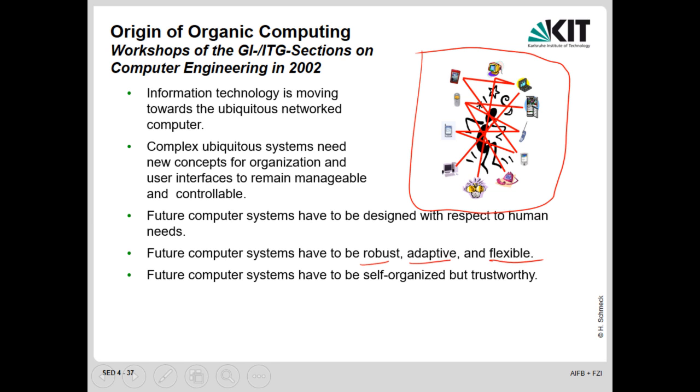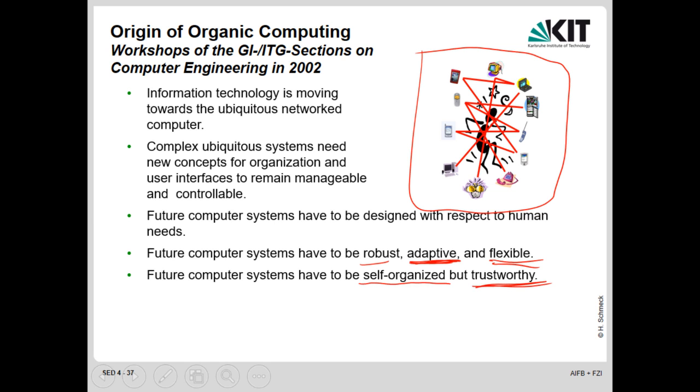So robust means if there are some disturbances or some faults, they should still operate reliably. They should adapt to different situations. They should be flexible in the way they provide functionality. And they should do most of these things by themselves in a self-organized way, but not against our desires, but they should be trustworthy, doing what we expect them to do. So these are the buzzwords that we had stated there.